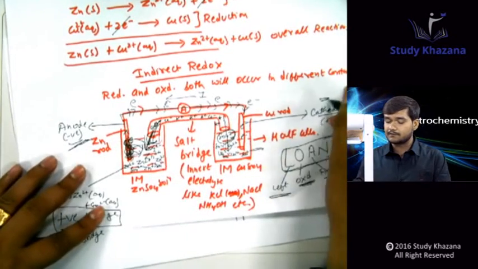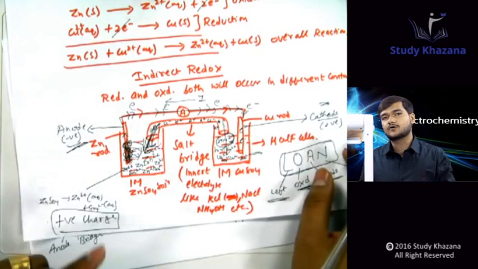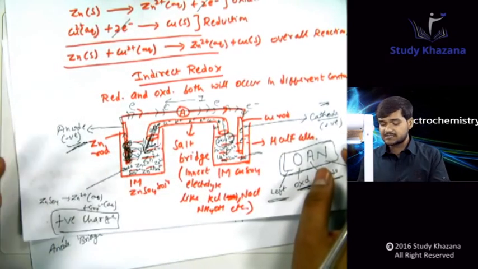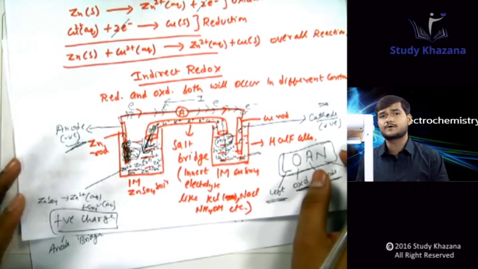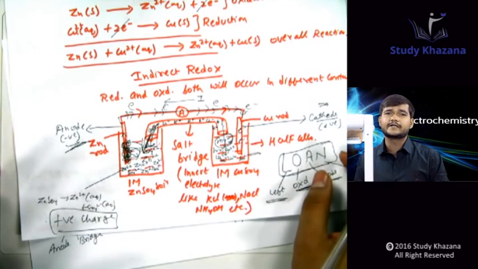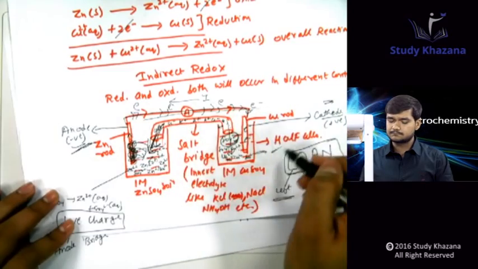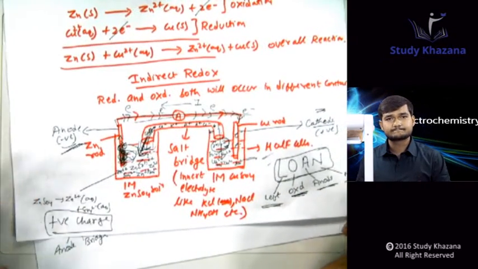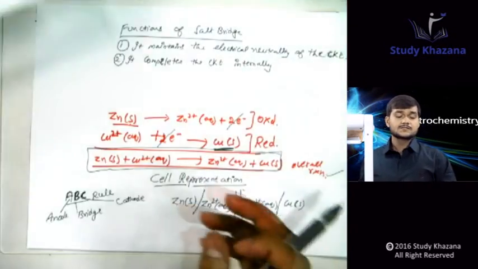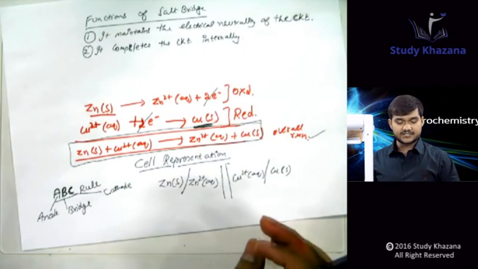Why have I told you about the direct redox and the indirect redox? This is how we can produce electric current with the help of a cell. So your galvanic cell, your Daniell cell, your voltaic cell, they all work like this only. Okay. So now the cell representation, I am coming back to the topic.